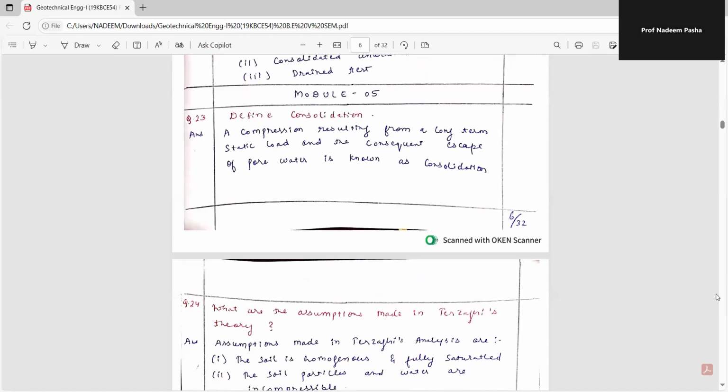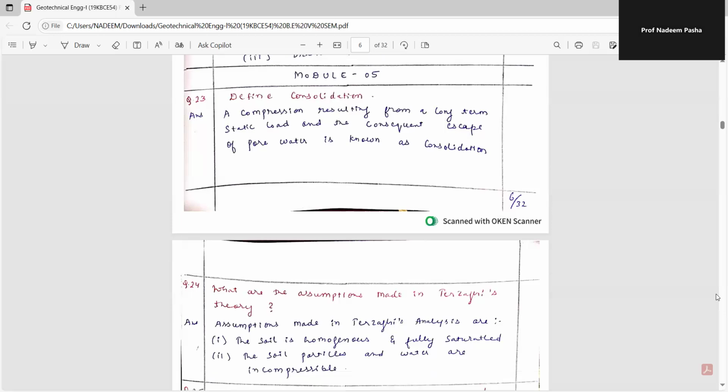Define consolidation. So what is consolidation? A compression resulting from a long-term static load and the consequent escape of pore water is known as consolidation. Consolidation क्या है? एक ऐसा compression resulting from a long-term static load and the consequent escape of pore water is known as consolidation. क्या है कंसोलिडेशन? ऐसा कॉम्प्रेशन जो कि रिजल्ट कर रहा लॉन्ग टर्म स्टैटिक लोड पे, एक ऐसा लोड है बहुत दिनों से स्टैटिक है, लेकिन इसकी वजह से कॉम्प्रेशन प्रोड्यूस हो रहा और कंसिक्वेंट एस्केप ऑफ पोर वाटर, दैट इज नोन एज कंसोलिडेशन.